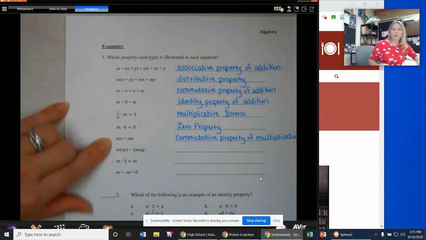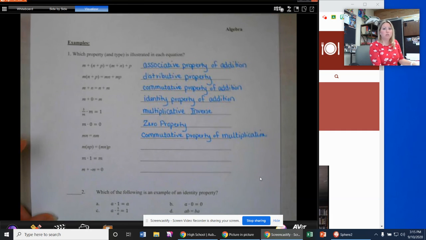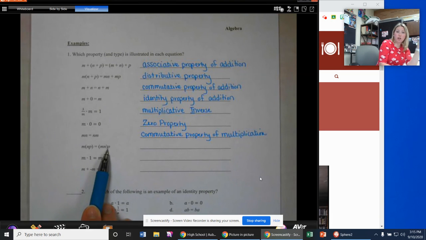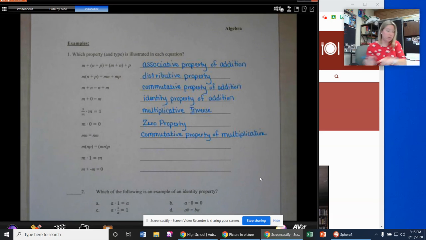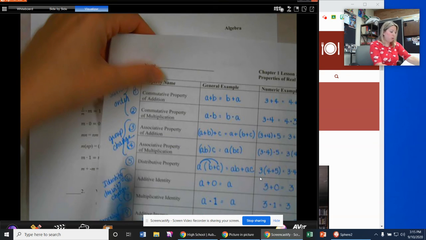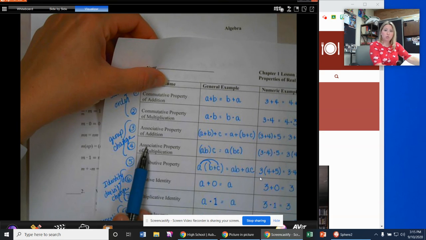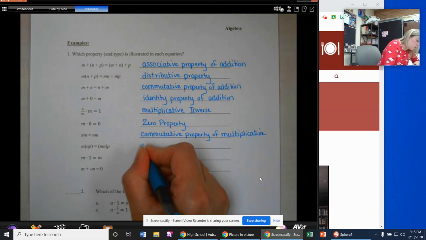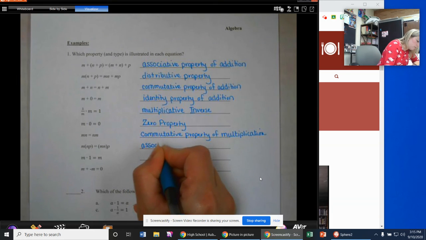So I'm writing bigger than I normally do so that you can see it even better than normal. Order is the same, but grouping is different. Group change, associative property. What operation am I using? Multiplication. So associative property.